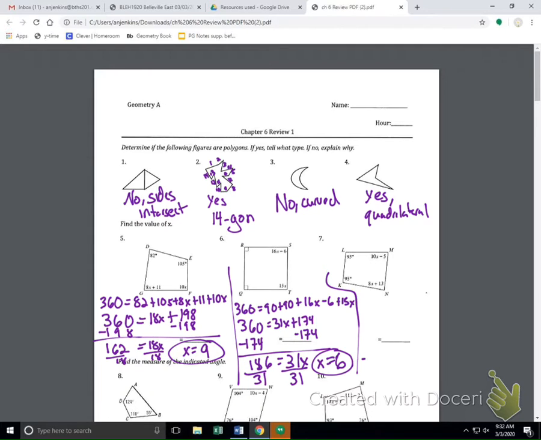Okay, and the last one of this group, I'll change colors because that's a lot of purple. We have 360 equals 95 plus 95 plus 10x minus 5 plus 8x plus 13. So that gives me 360 equals 18x. And then you have 95 plus 95 minus 5 plus 13: 198. We're going to subtract over 198. Okay, we're going to divide by 18. X equals 9.